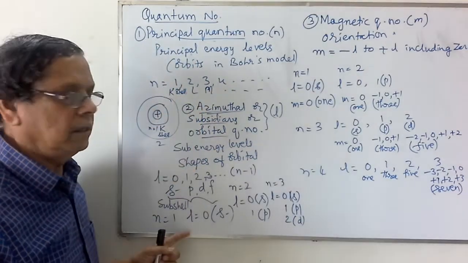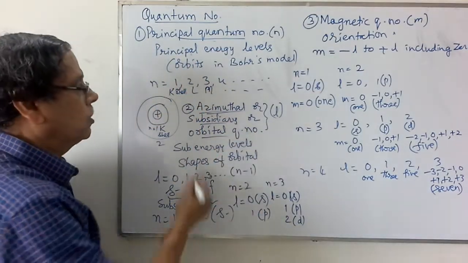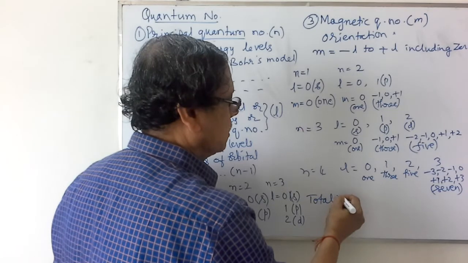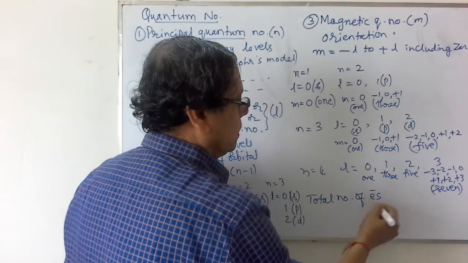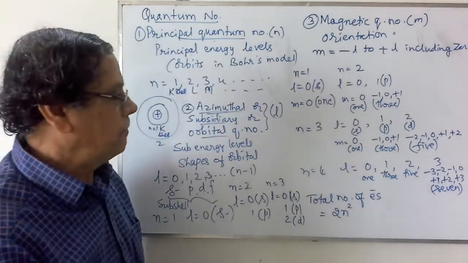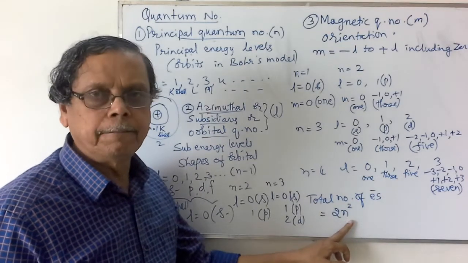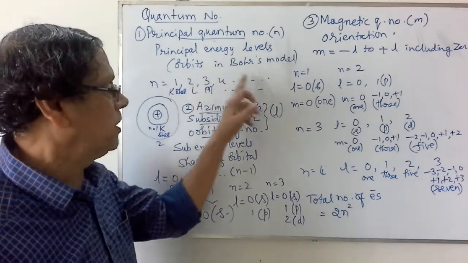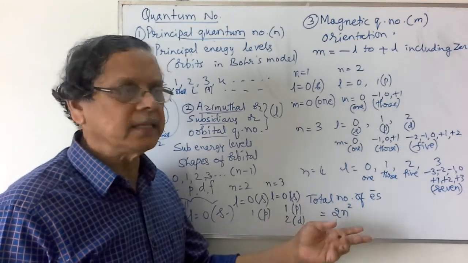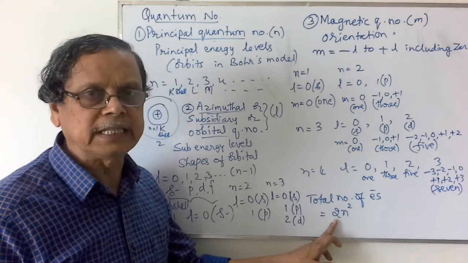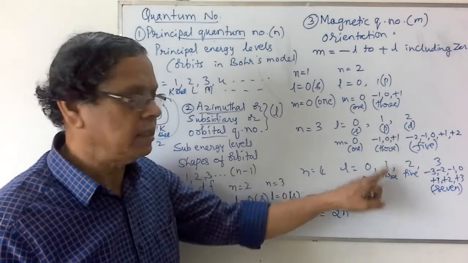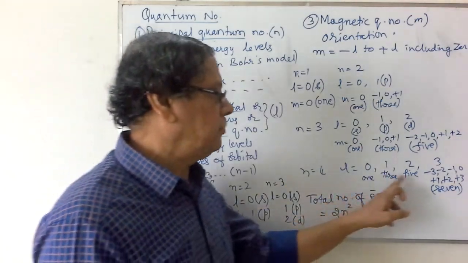And by using these N, L and M values, the total number of electrons we can calculate. Total number of electrons is equal to 2n square. For example, in the first orbit, the first energy level, principal quantum number n is equal to 1, therefore we have only 2 electrons. In the second energy level, we have 2 square, 4 into 2, that is 8: 2 electrons in the S and 6 electrons in the P. So, like that we can calculate.